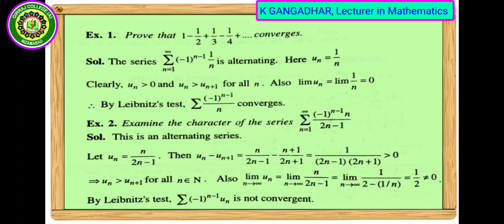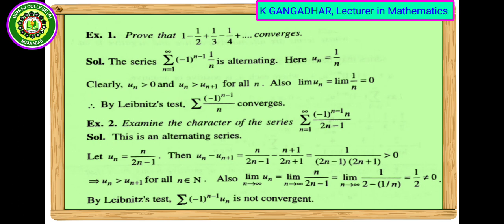So u_n greater than or equal to u_(n+1) means sequence u_n is decreasing, and limit n tends to infinity u_n equal to limit n tends to infinity 1 by n, that equal to 0. So here sequence u_n is decreasing and limit value 0. So by the Leibniz test we say that the given alternating series is convergent.